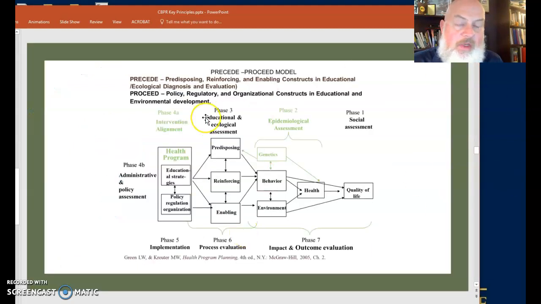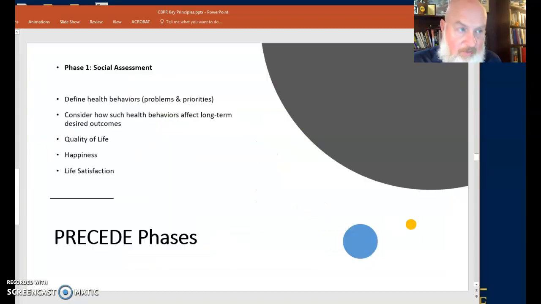So you will spend considerable time learning about the PRECEDE-PROCEED model if you've not already done that. And so you can see that here, and we're going to continually go back to this. You'll probably see this every week.